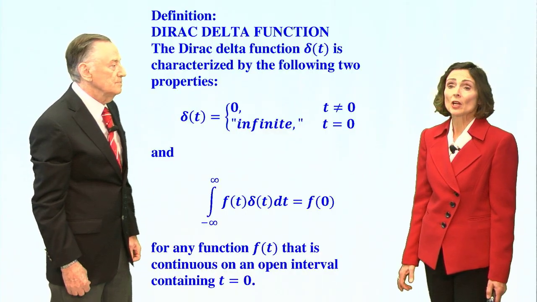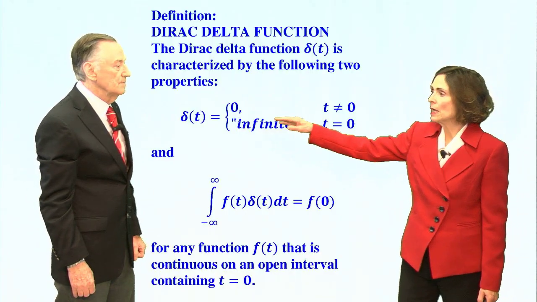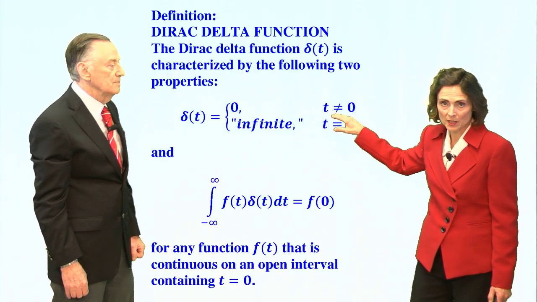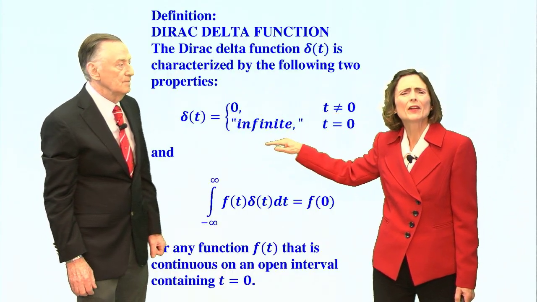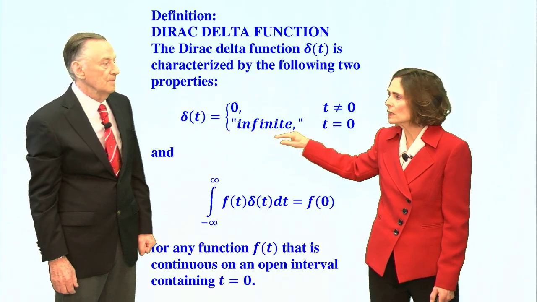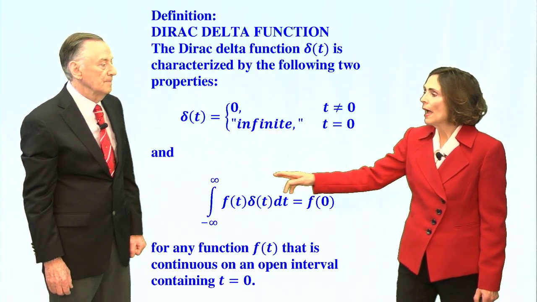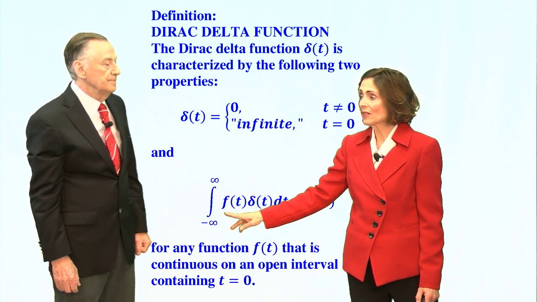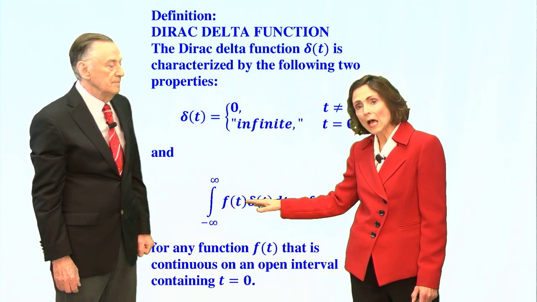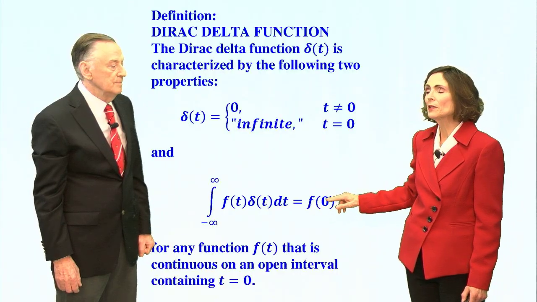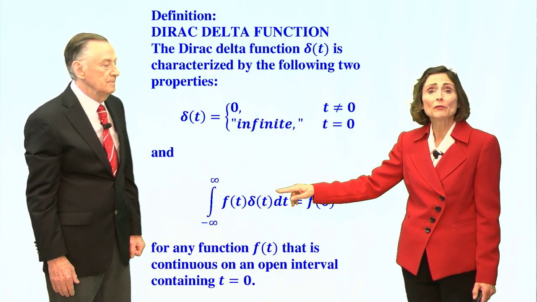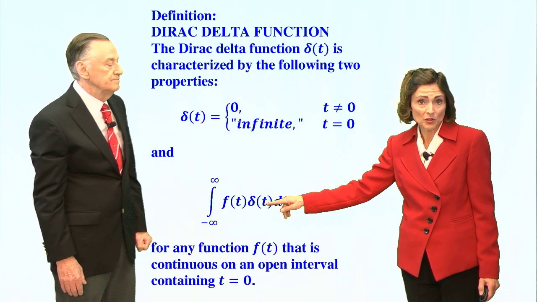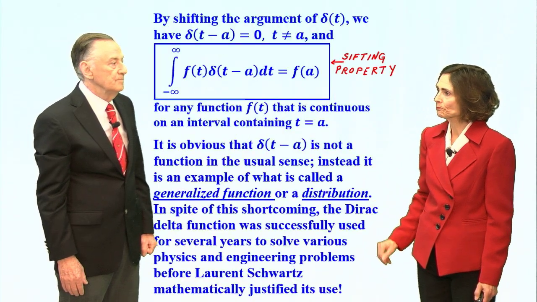The delta function is characterized by these two properties. It's zero when t is not equal to zero, and it's very large, we're going to say infinite, at t equal to zero. And the integral from minus infinity to infinity of f of t times the delta function is simply the value of f at the point this impulse is applied, t equal to zero.